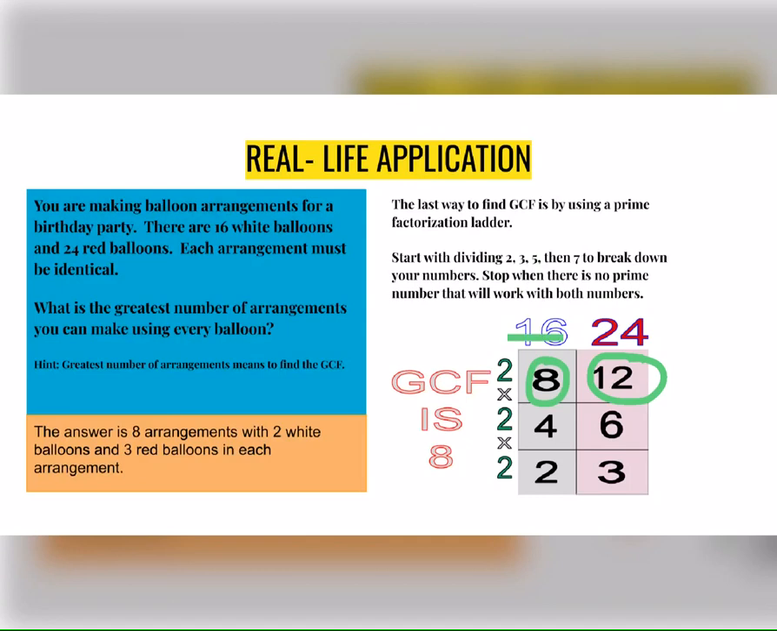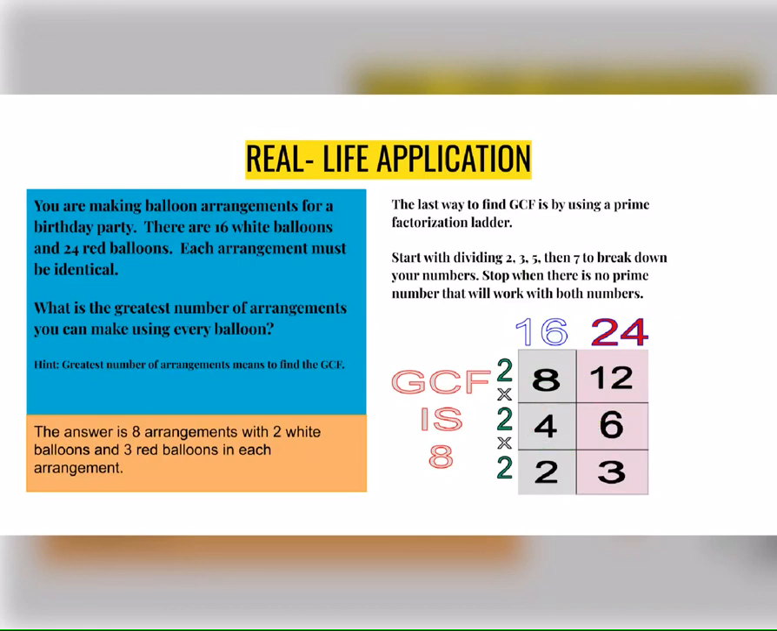We're no longer going to use the 16 or the 24. We're going to now use the 8 and 12. Those are both even numbers, so we're going to do 2 again. 8 divided by 2 is 4. 12 divided by 2 is 6. So now we're no longer going to use the 8, 12 or the 16 and 24. We're now going to use the 4 and the 6.